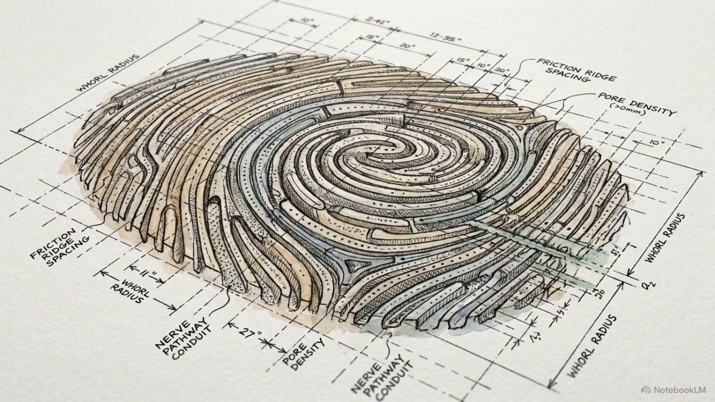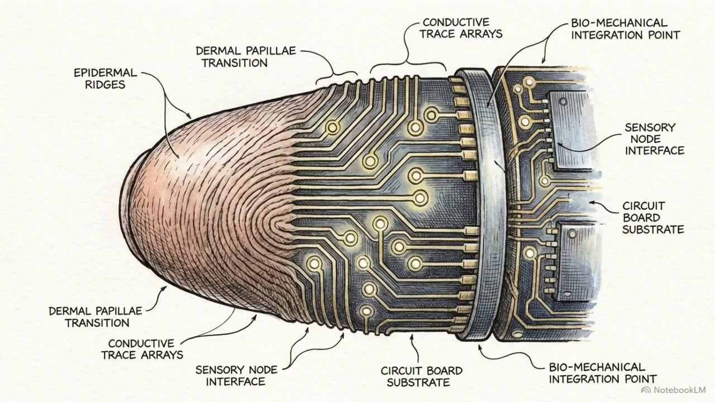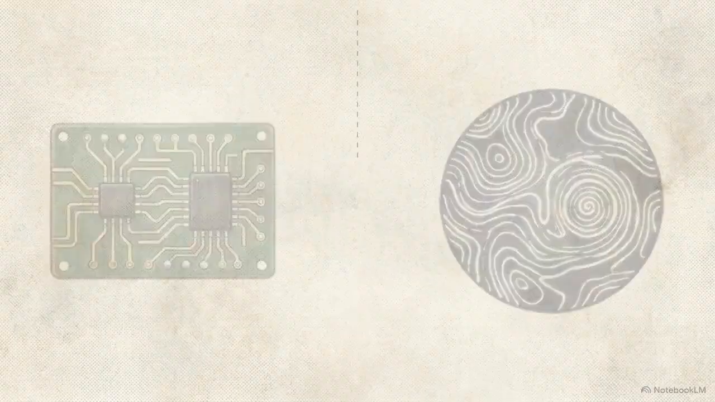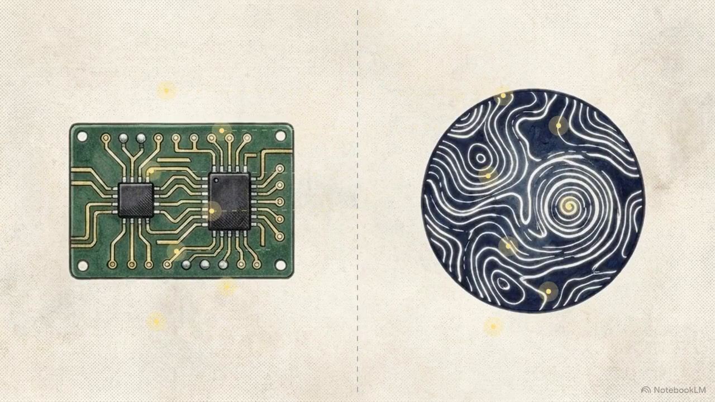This framework treats these patterns as functional biological blueprints that dictate operational traits. These geometric ridges function as hardware specifications. Just as the physical layout of a circuit board determines how a computer processes data, the topography of a fingertip maps out an individual's psychological processing style.